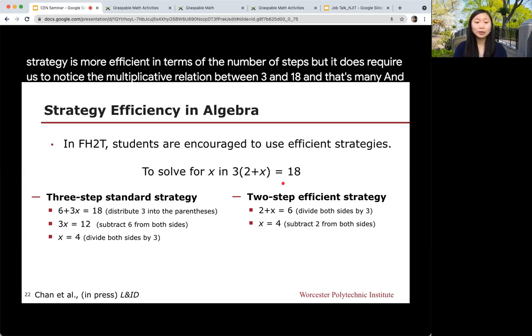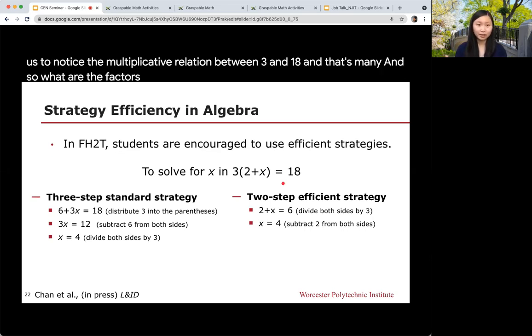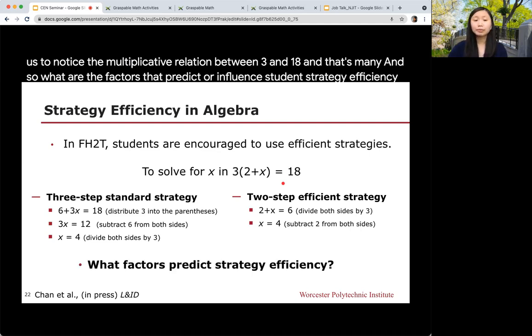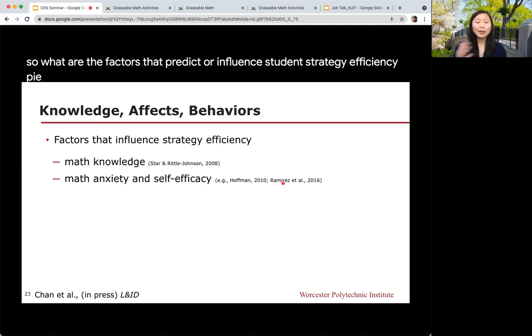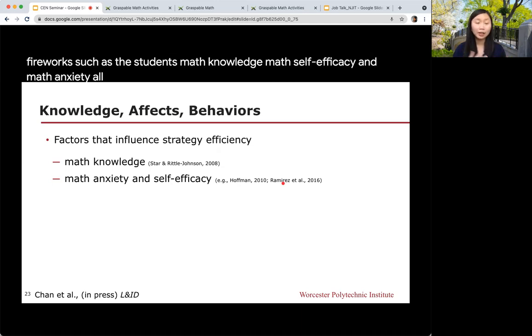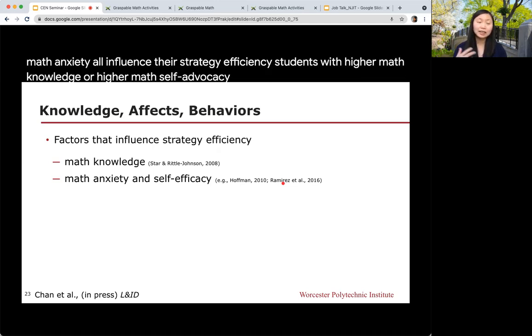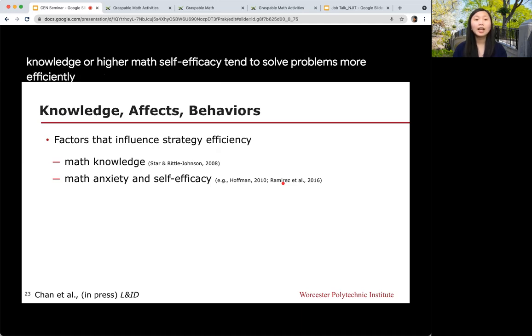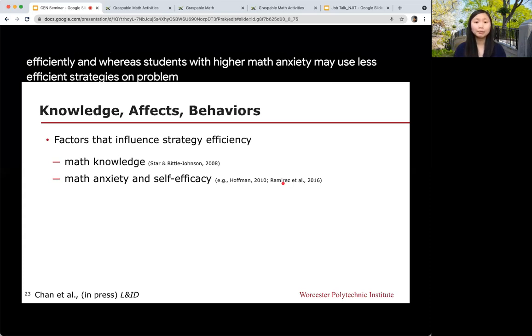And so what are the factors that predict or influence student strategy efficiency? Prior work shows that students' math knowledge, math self-efficacy, and math anxiety all influence their strategy efficiency. Students with higher math knowledge or higher math self-efficacy tend to solve problems more efficiently, whereas students with higher math anxiety may use less efficient strategies on problem solving.